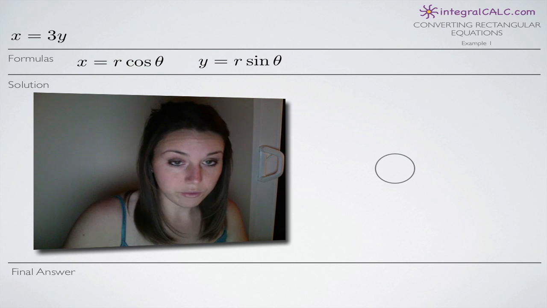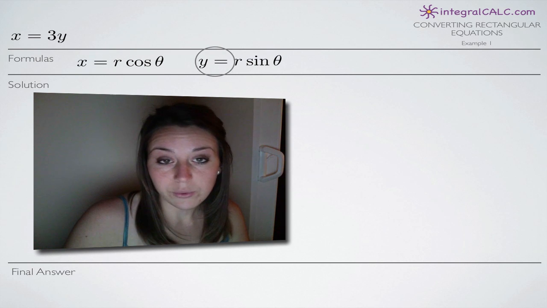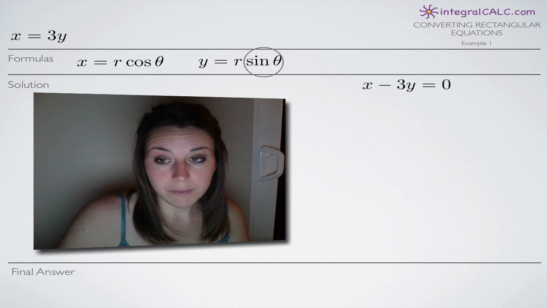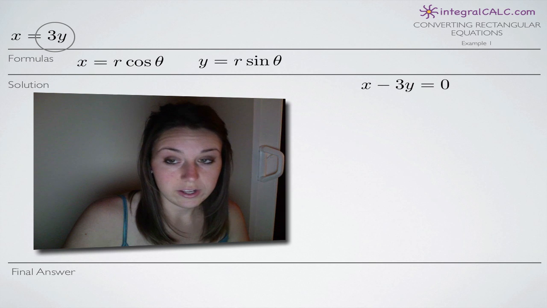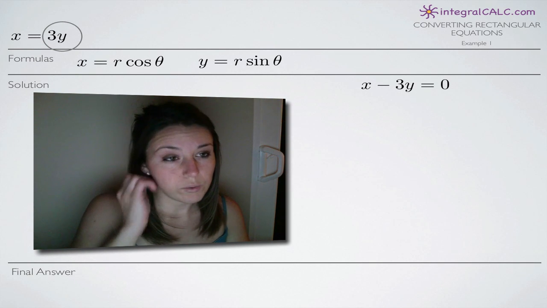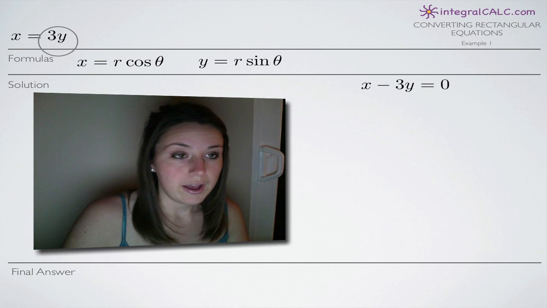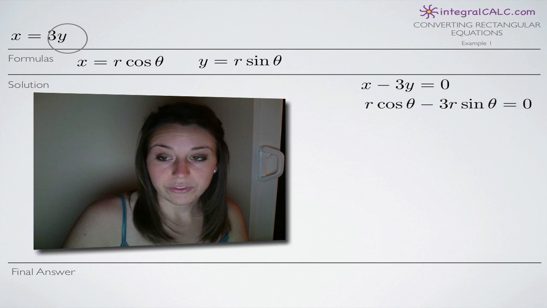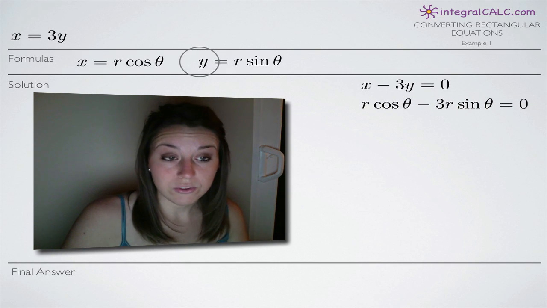So the two formulas we're going to be working with are x equals r cosine theta and y equals r sine of theta. The first thing that we're going to do is convert this original equation to equal 0. So we're going to subtract 3y from both sides. We could subtract x from both sides as well, but we'll subtract 3y and we get x minus 3y equals 0. Then we will go ahead and make our substitutions using our formulas.